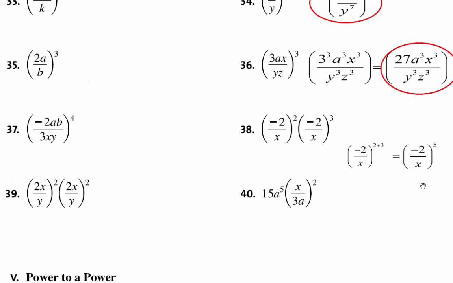So now you can see I'm left with negative 2 over x raised to the 5th power, which cleans up nicely to become negative 32 over x to the 5. Right? We take x and we raise it to the 5. Negative 2 raised to the 5th power is negative 2 times negative 2 times negative 2, 5 times. Ultimately, you get negative 32.